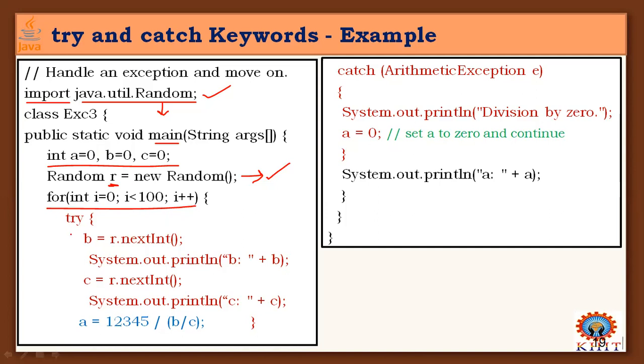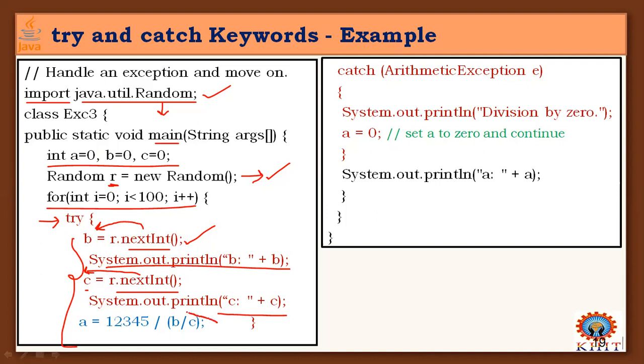Inside this for loop, I have one try block. Inside the try block, I have this set of statements. If you observe, b equal to r.nextInt means it generates one random number and that random number is stored in b, and it displays on the screen. And c equal to r.nextInt also does the same. It generates another random number and stores it in c. r.nextInt, r is a Random class object, and it displays the c value on the screen.